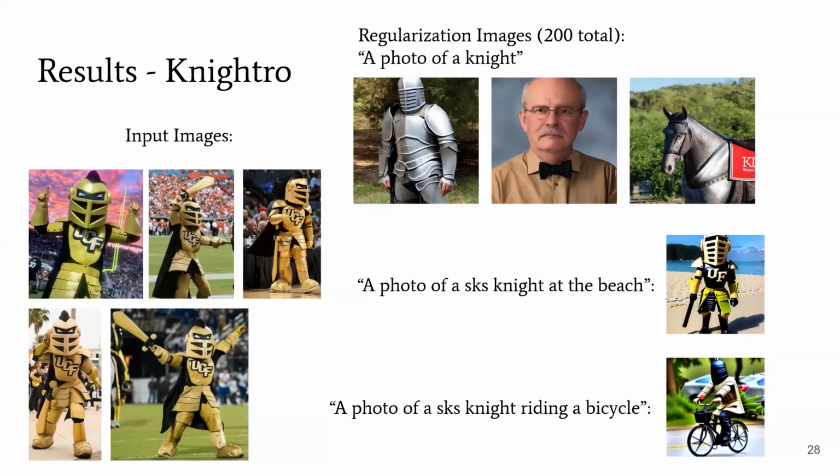So if you think about it, the context of a knight riding a bicycle probably didn't have many occurrences in the normal data set. So we can see normal people's jeans and shoes and whatnot showing up in here.